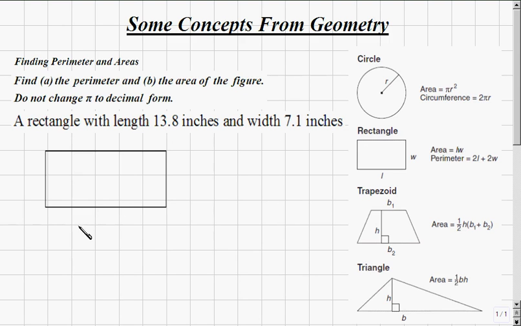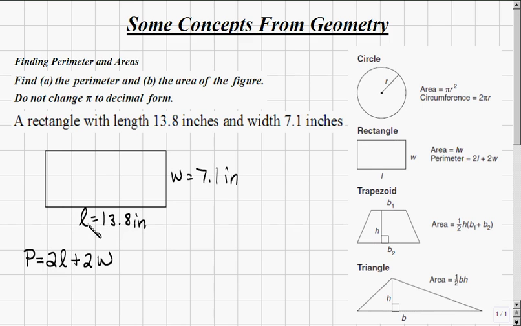The longer side we'll call the length is 13.8 inches, and the shorter side we'll call the width, which will be 7.1 inches. Using our formulas on the right for rectangle, the perimeter is twice the length plus twice the width, and the area is length times width. So let's write this down. Our perimeter, P, is equal to the formula 2L plus 2W.